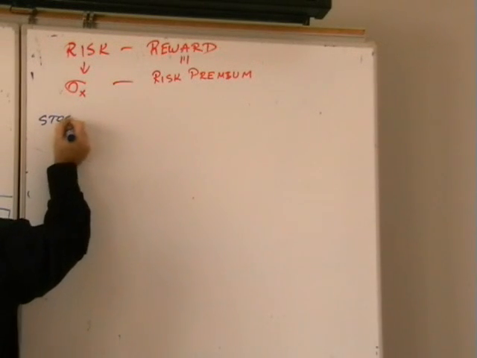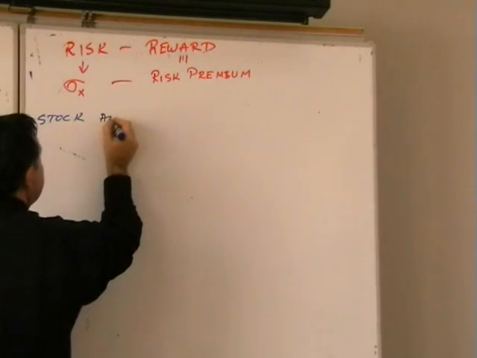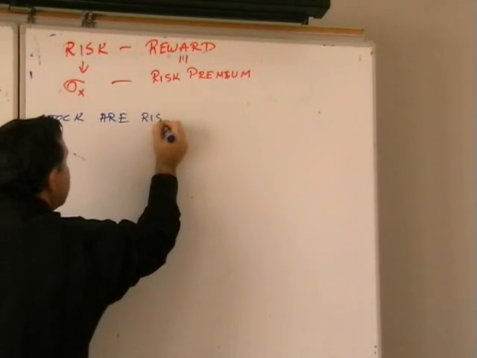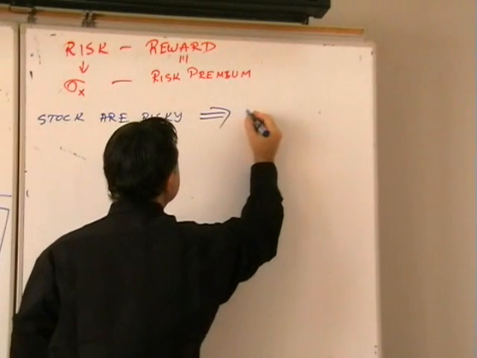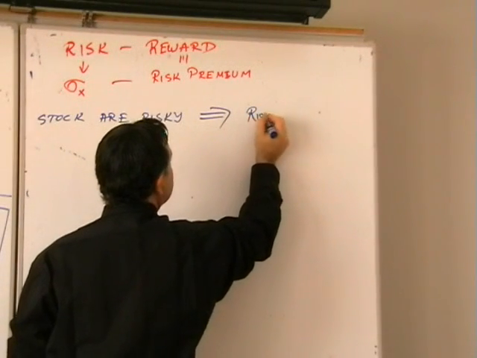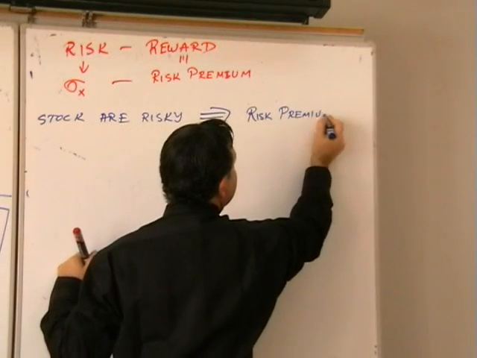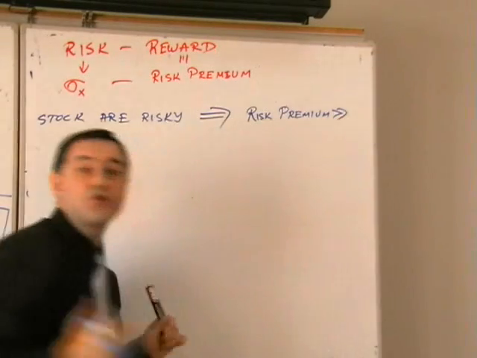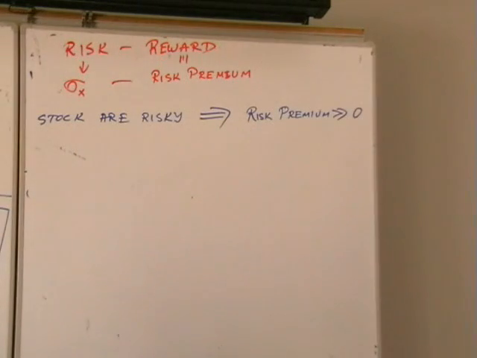Well, the next thing is fairly straightforward. Stocks are risky. Actually, in the real world, all investments are risky, including government bonds and including TIPS, Treasury inflation protected securities. So this simply means that the risk premium is always strictly positive. Always positive.